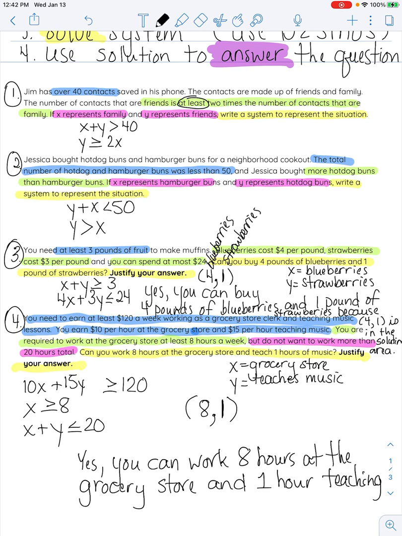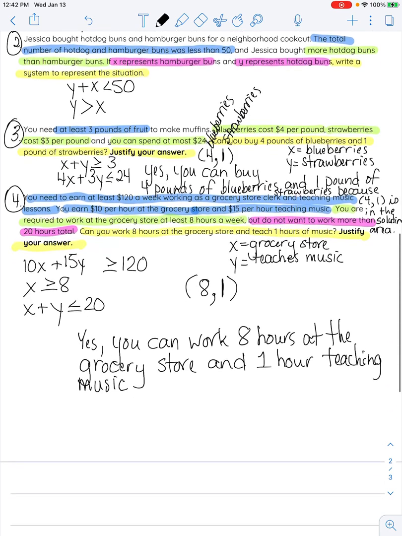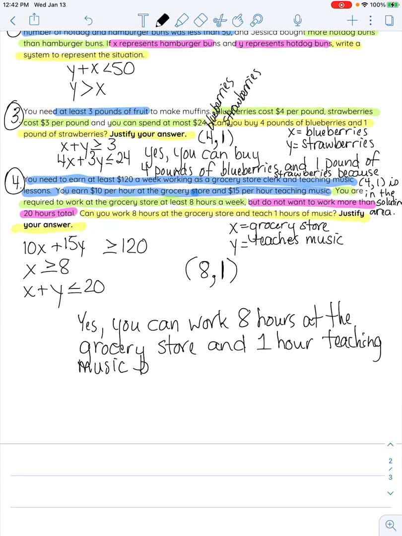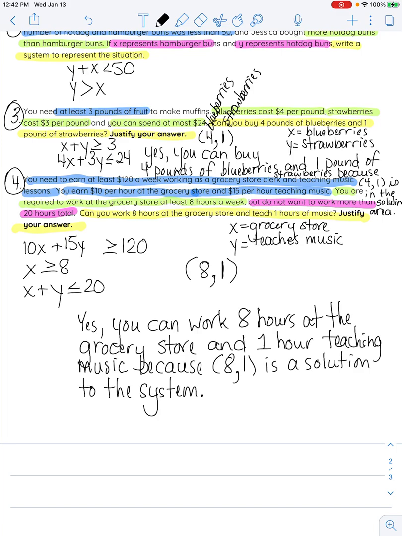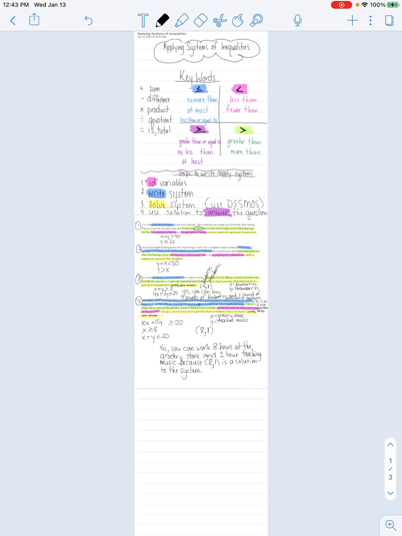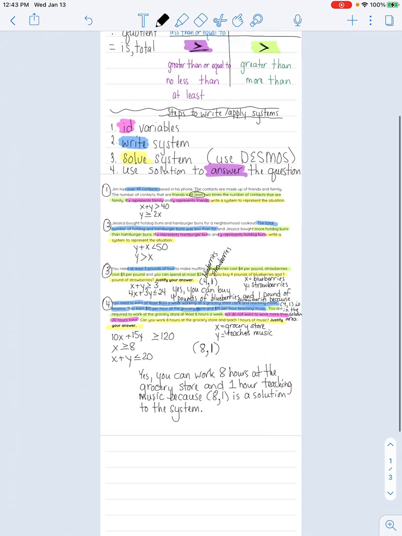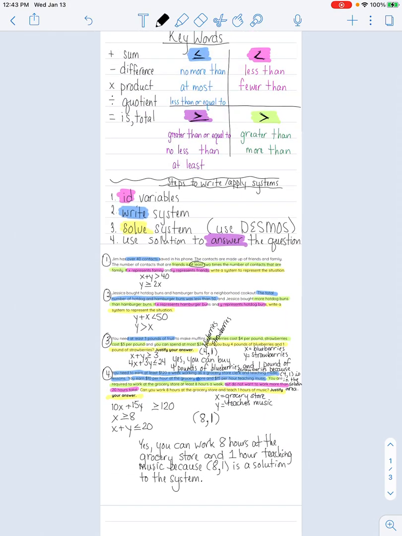Now, if it had just asked that question, I'd be finished. But it asked me to justify my answer. And you would say, because, and you could write the point, 8, 1 is a solution to the system. That's my justification. Okay?